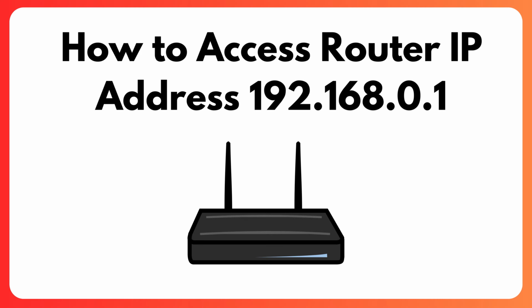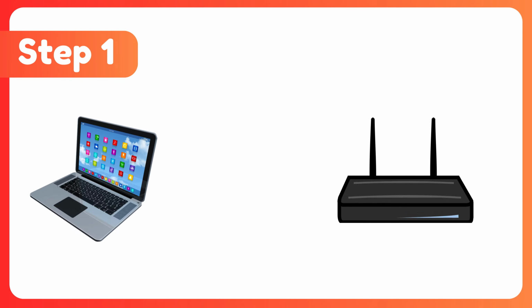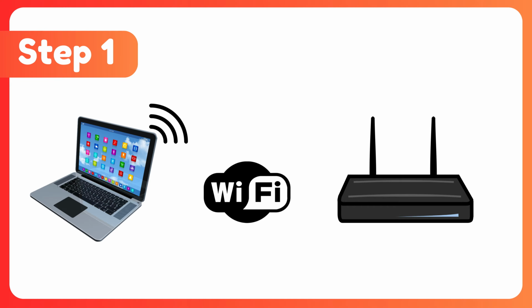How to access router IP address 192.168.0.1. Step 1. Make sure your device is connected to the router, either via Wi-Fi or directly through an Ethernet cable.